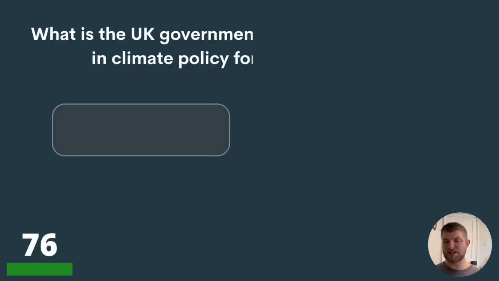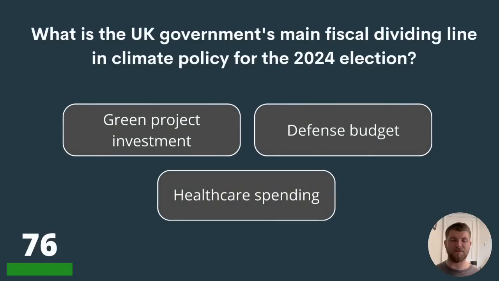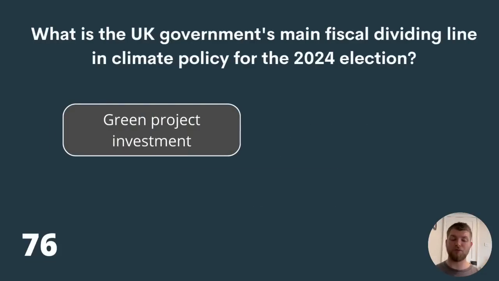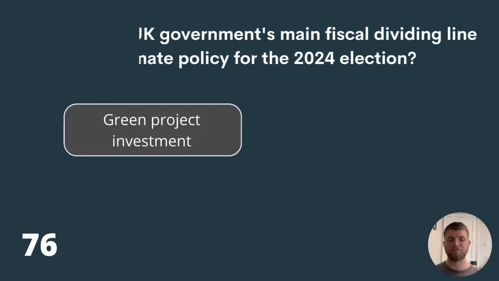76. What is the UK government's main fiscal dividing line in climate policy for the 2024 election? I'll repeat. What is the UK government's main fiscal dividing line in climate policy for the 2024 election? Is it green project investment, defence budget, or healthcare spending? The answer is green project investment.